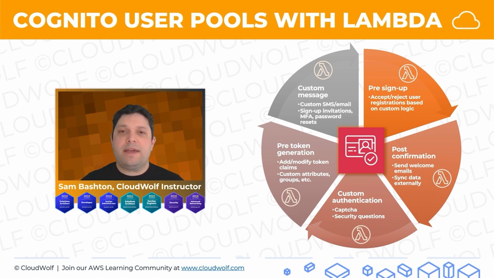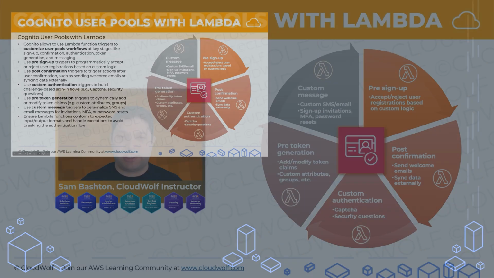So Lambda is a way that we can change the default behavior of Cognito with a small amount of code that gets executed at these specific stages. Here are some notes on that.